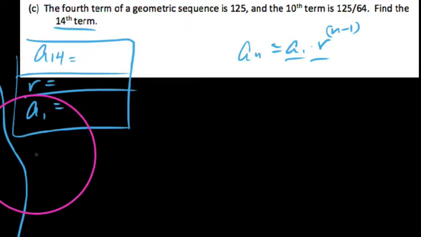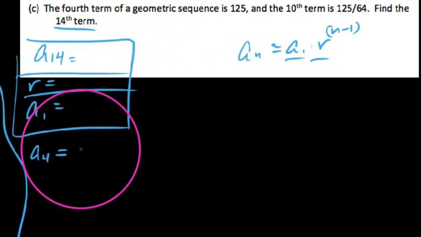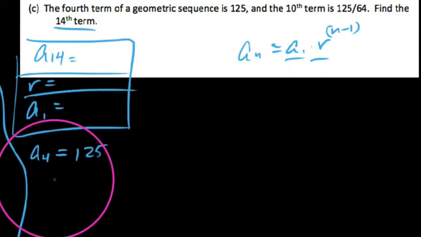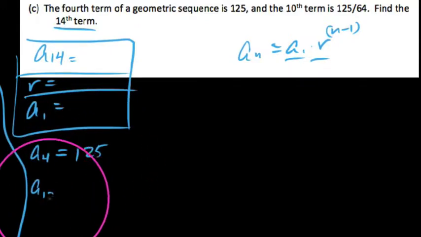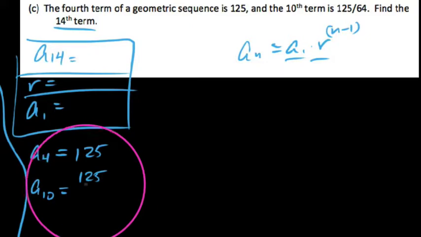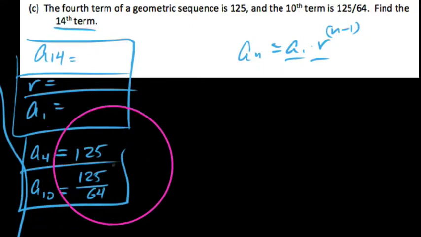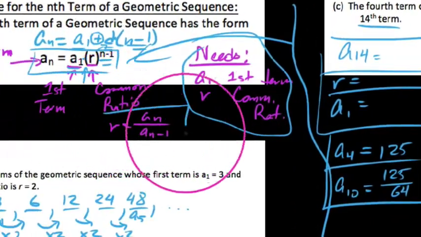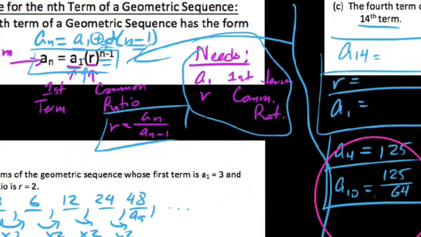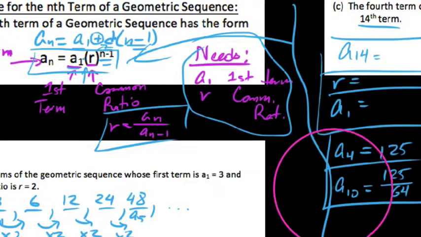We were told a4, so I'm going to amend our list here. a4 is 125, and a10 is 125 over 64. So here's the question: can I find a common ratio? Well, the common ratio is taking a term and dividing by the term right before it. These are not consecutive terms. So here's the unfortunate thing.